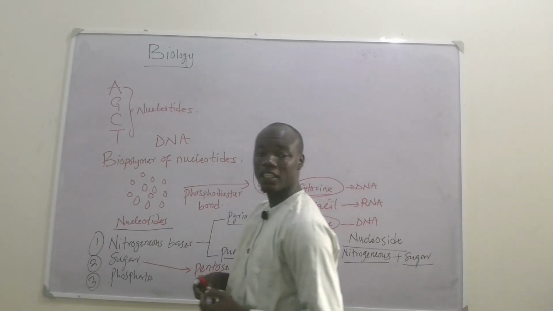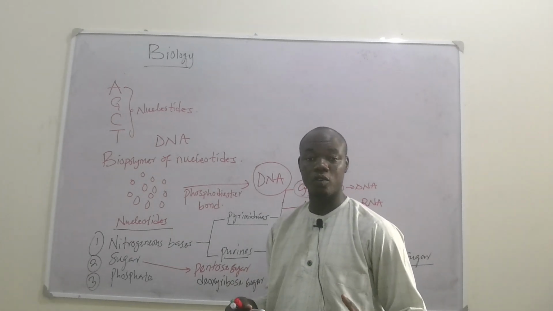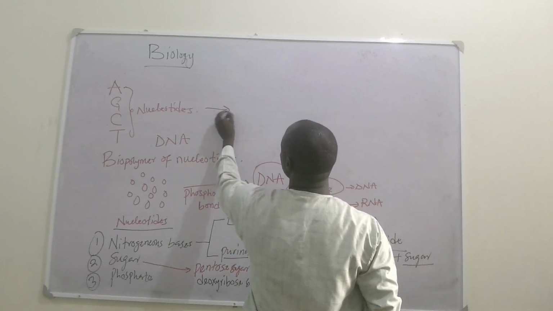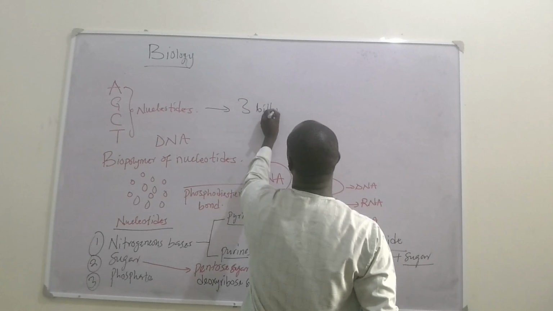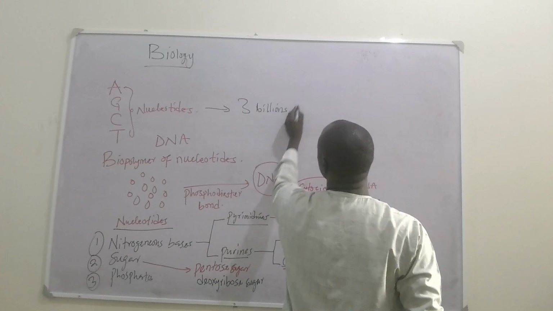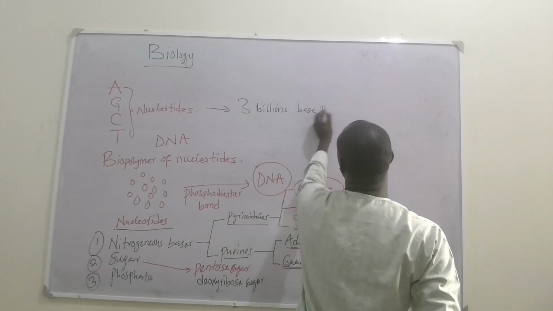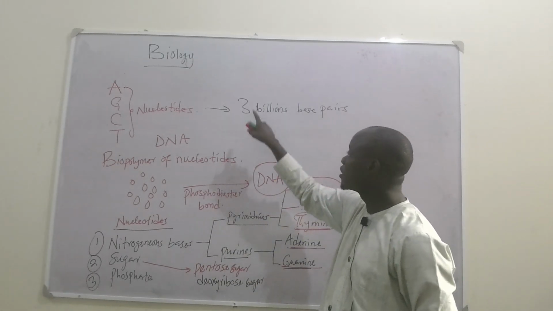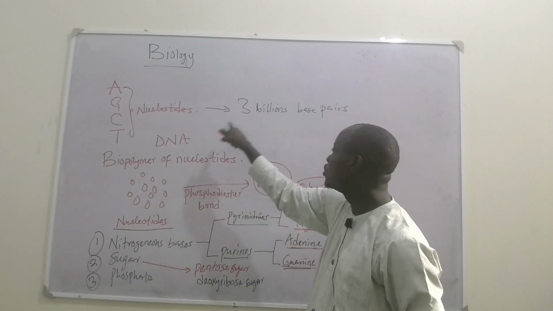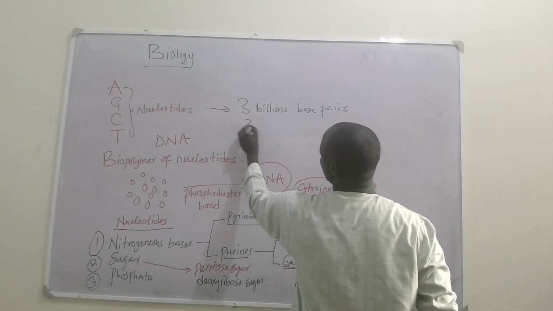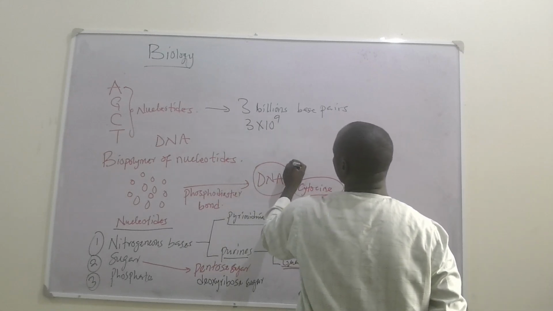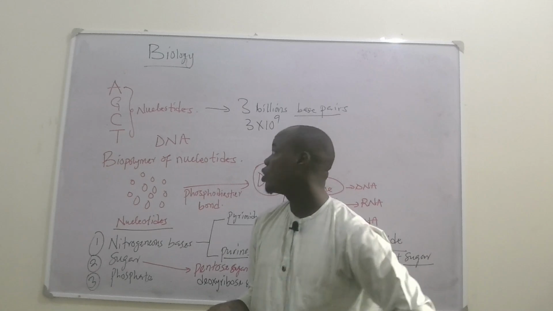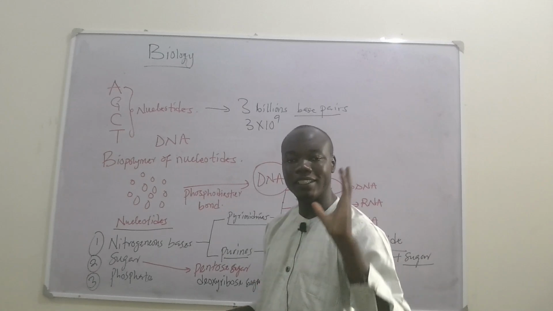These nucleotides, sometimes you can call them bases. So in human beings there are about 3 billion base pairs. So 3 billion base pairs mean 3 billion nucleotides. So 3 billion nucleotides are found in the DNA. That is 3 times 10 raised to the power of 9 base pairs, which is the number of base pairs that are found in human DNA.